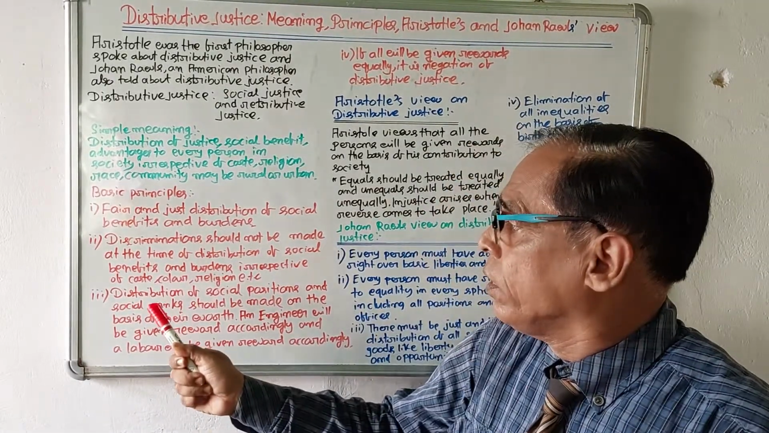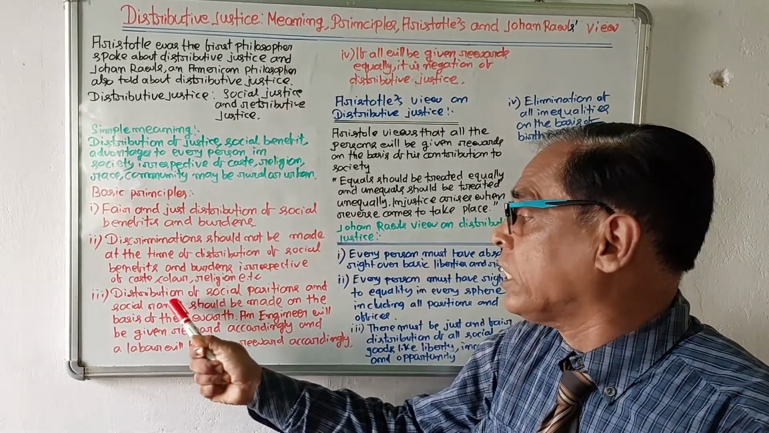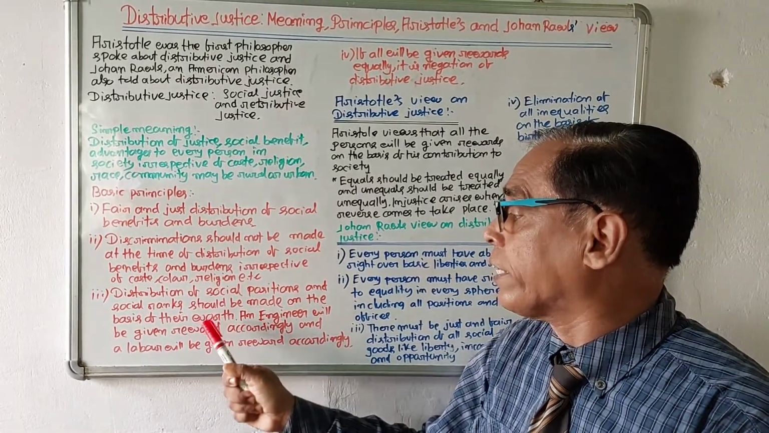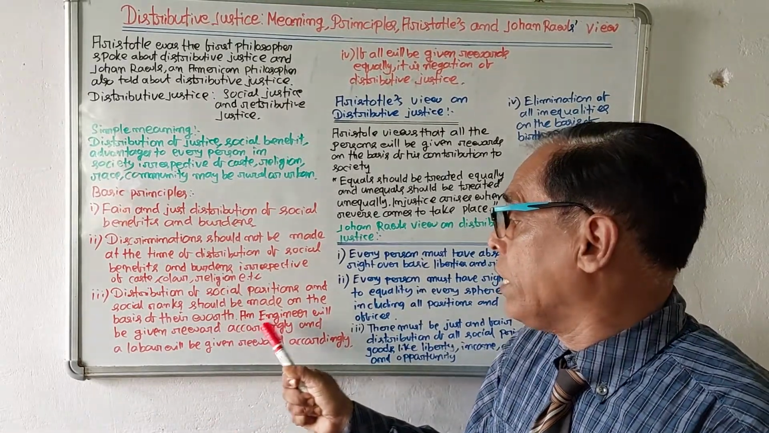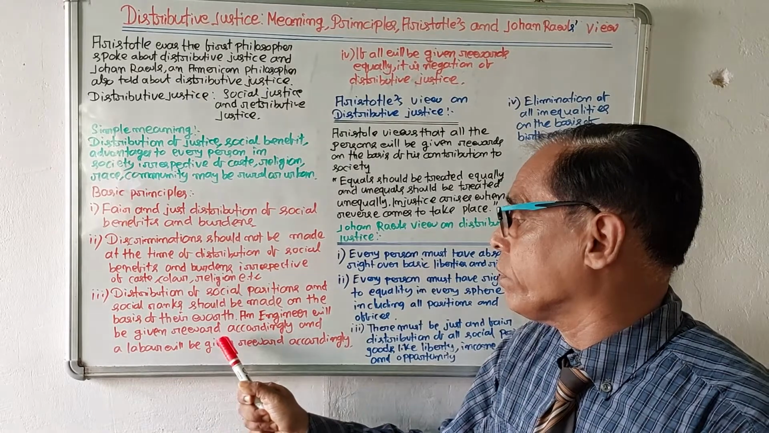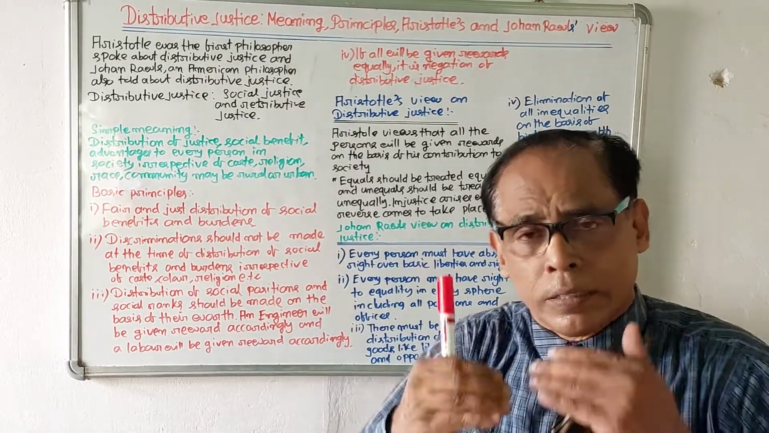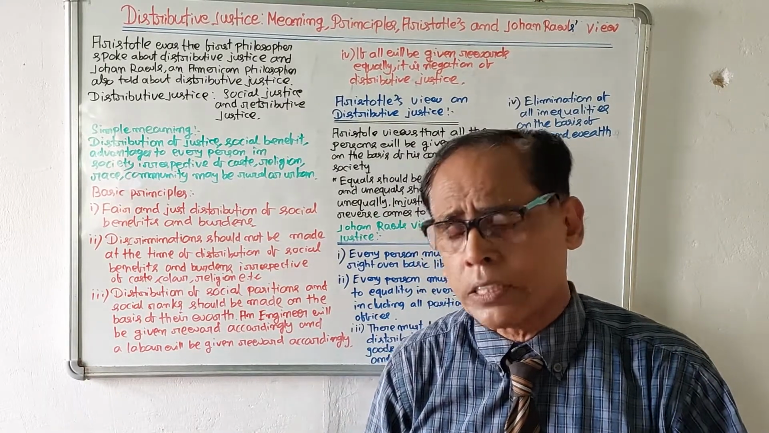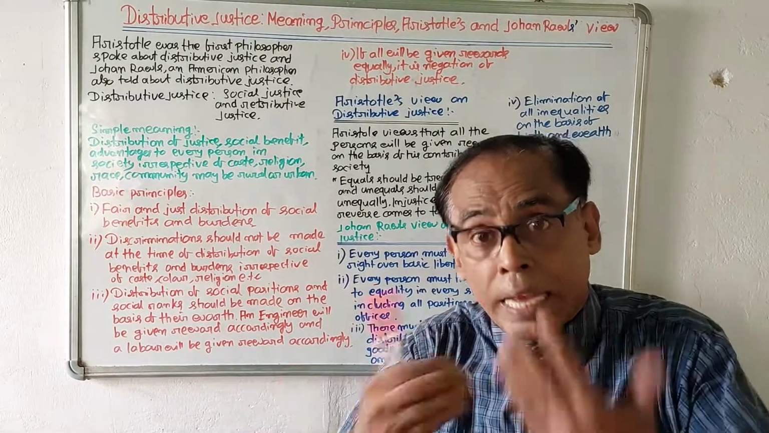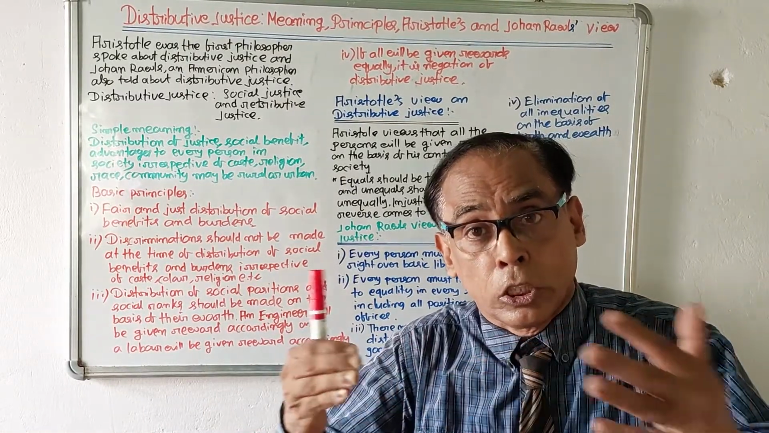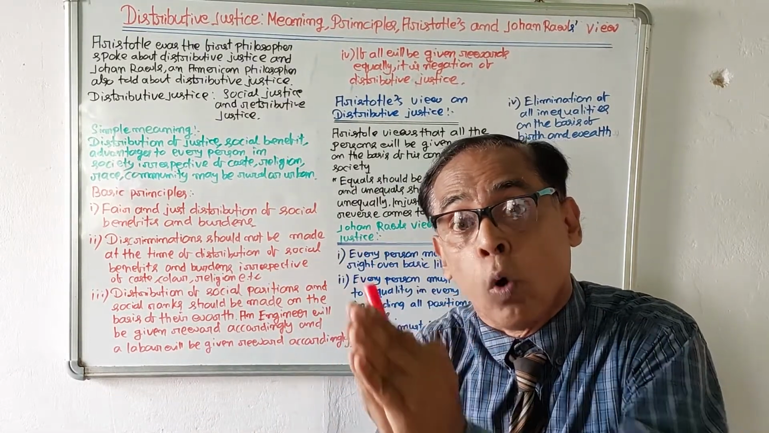Number 3, distribution of social positions and social ranks. Distribution of social positions and social ranks should be made on the basis of their worth. An engineer will be given reward accordingly and a laborer will be given reward accordingly. Whenever social positions and social ranks are distributed, it will be on the basis of the worth of the person.